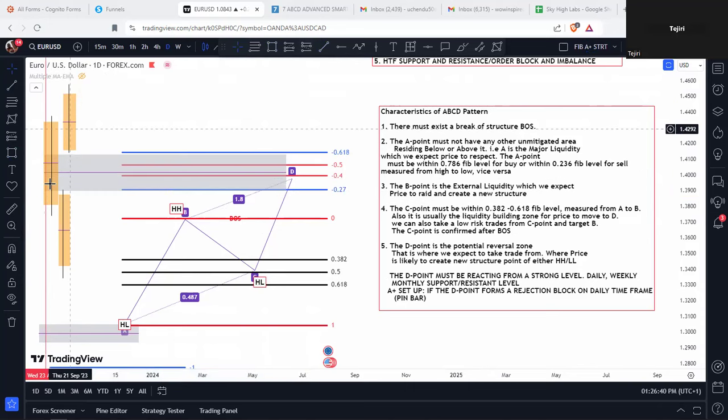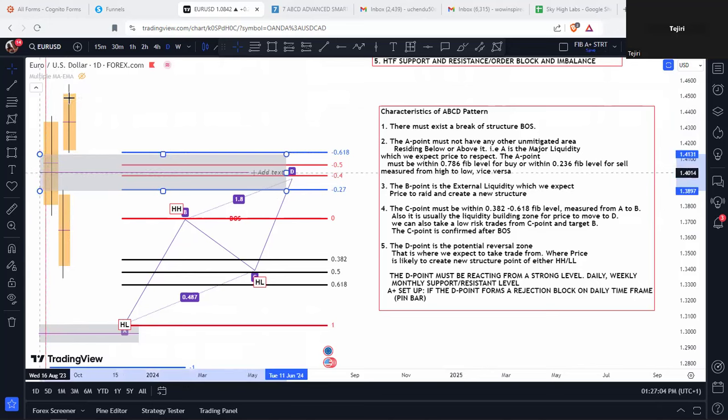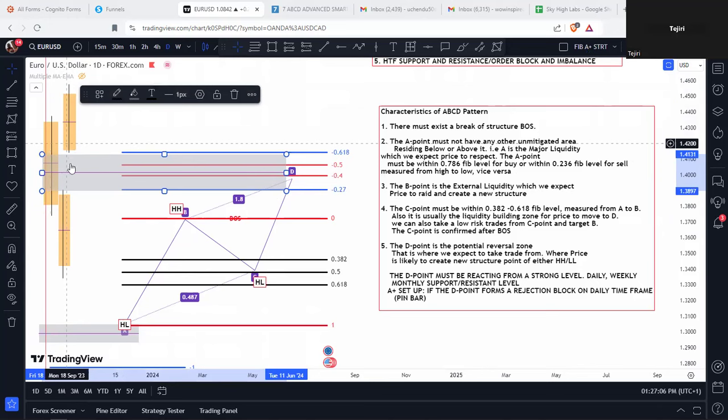For you to have an imbalance, it must be three candles. The high of the third candle does not touch the low of the first candle. This small gap between these two candles is called an imbalance. And this last candle here is called an order block.